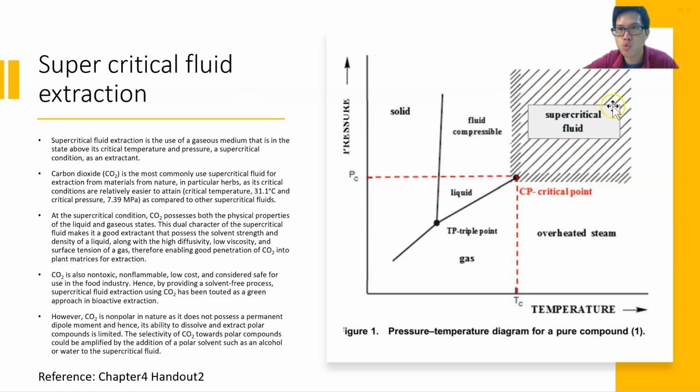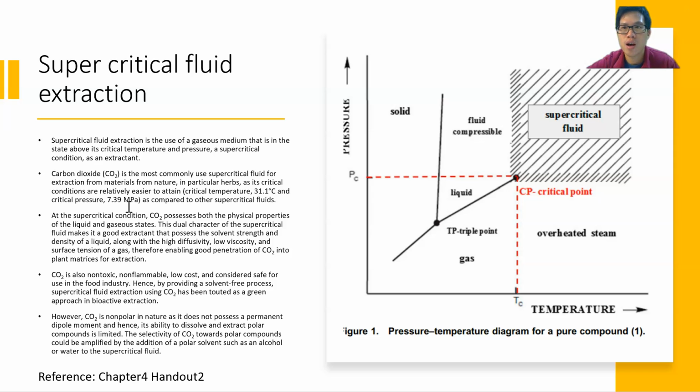Carbon dioxide is the most commonly used supercritical fluid. Of course, there are other materials that can go into the supercritical fluid state, but carbon dioxide is one of the very popular ones for these extraction methods. It's quite easy to attain the critical temperature, which is about 31.1 degrees Celsius at a pressure of 7.39 megapascal. You can actually get carbon dioxide into a supercritical fluid state.